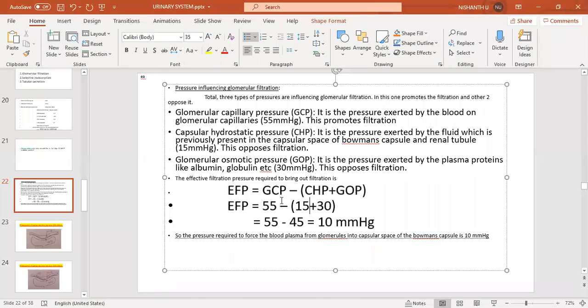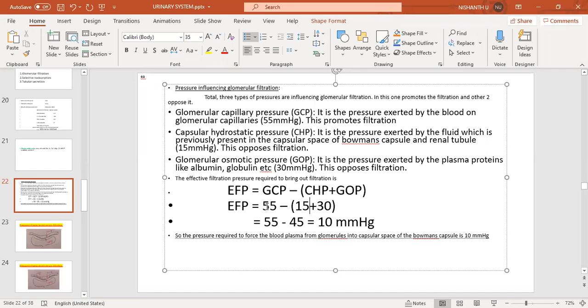Effective filtration pressure is glomerular capillary pressure minus, this is the positive pressure, and these two are negative pressure. What is that? Capsular hydrostatic pressure, and then which one? Glomerular osmotic pressure. So these two are negative pressures. We are adding this one, 15 plus 30, and this one is a positive pressure, 55 mmHg.